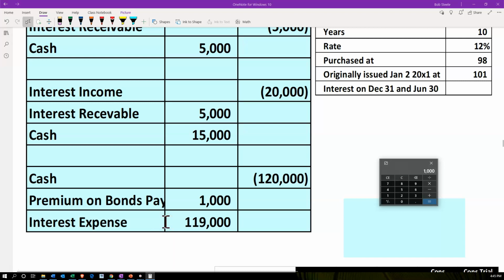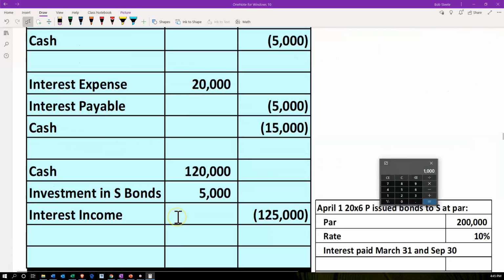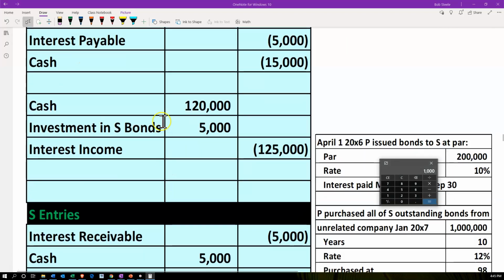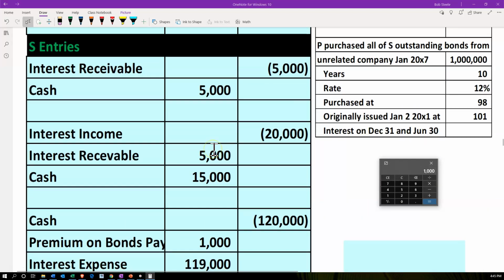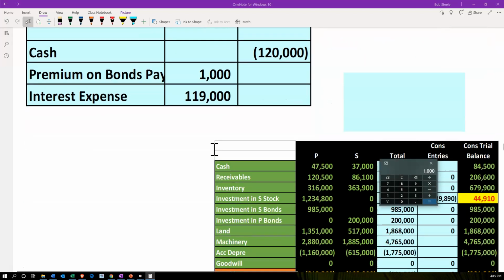Once again, the issue here is the cash is the same, but the amortization of the premium will not mirror what happened on the other side, and the interest expense will not mirror, as we can see from this transaction on P's side of things, right? It's not exactly mirroring, and we'll see how that will impact then the consolidation entries later.